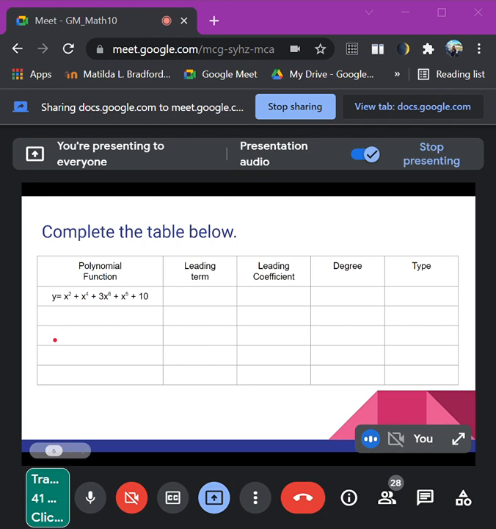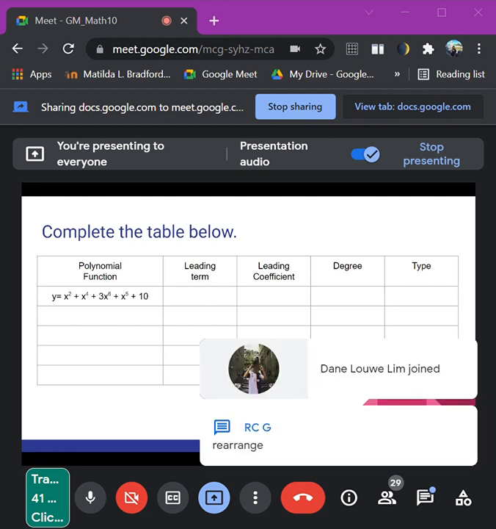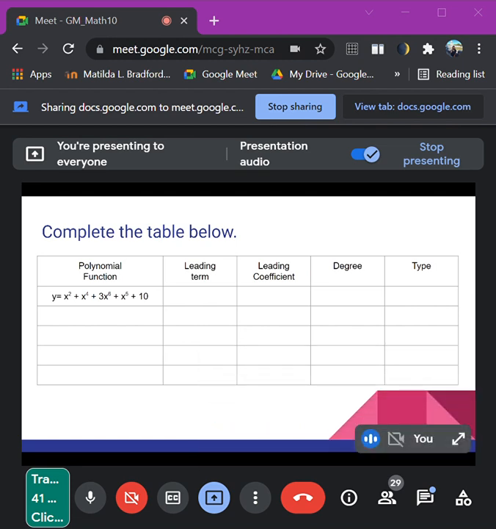y is equal to x squared plus x raised to the power of 4 plus 3x raised to the power of 6 plus x raised to the power of 5 plus 10. So what are we going to do with this first, class, in order for us to get the leading term, leading coefficient, degree, and type? Okay, very good. Rearrange or change into standard form. So our standard form here, class, we have y is equal to 3x raised to the power of 6 plus x raised to the power of 5 plus x raised to the power of 4 plus x squared plus 10.